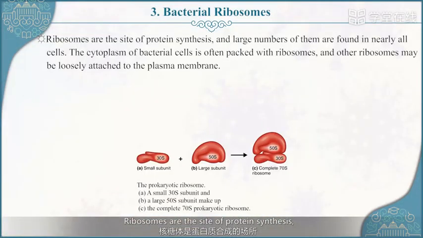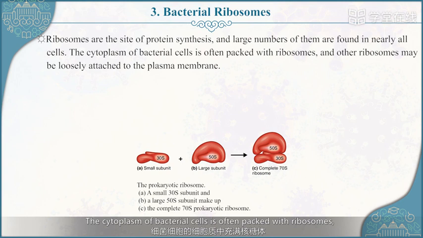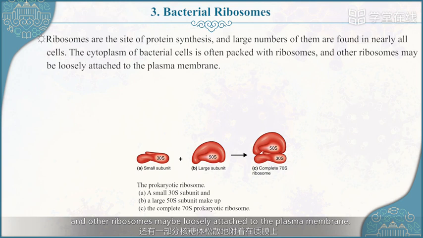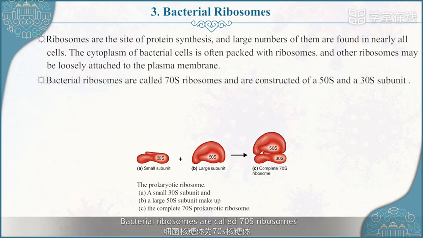Ribosomes are the site of protein synthesis, and large numbers of them are found in nearly all cells. The cytoplasm of bacterial cells is often packed with ribosomes, and other ribosomes may be loosely attached to the plasma membrane. Bacterial ribosomes are called 70S ribosomes and are constructed of a 50S and a 30S subunit.